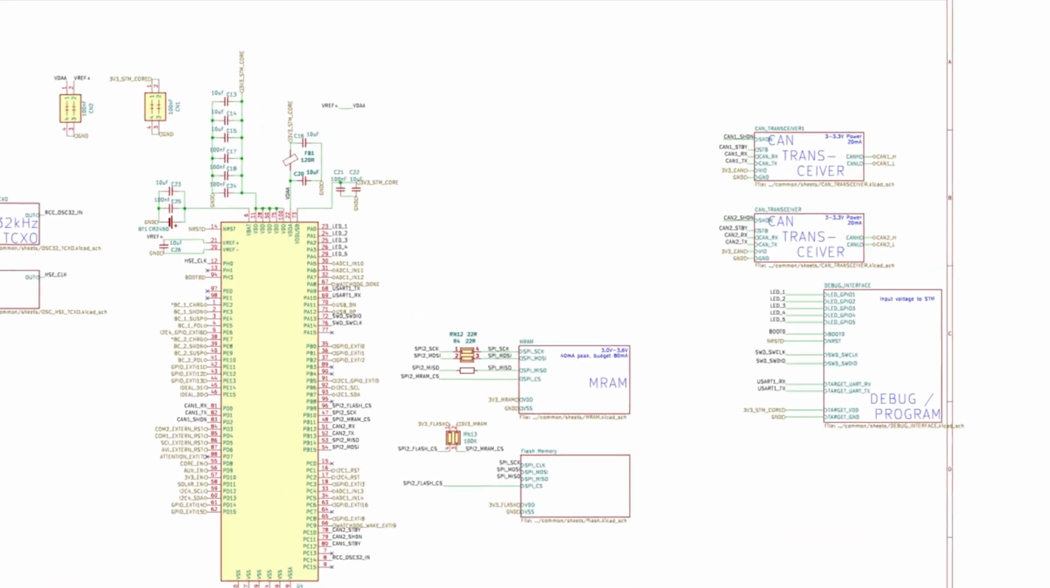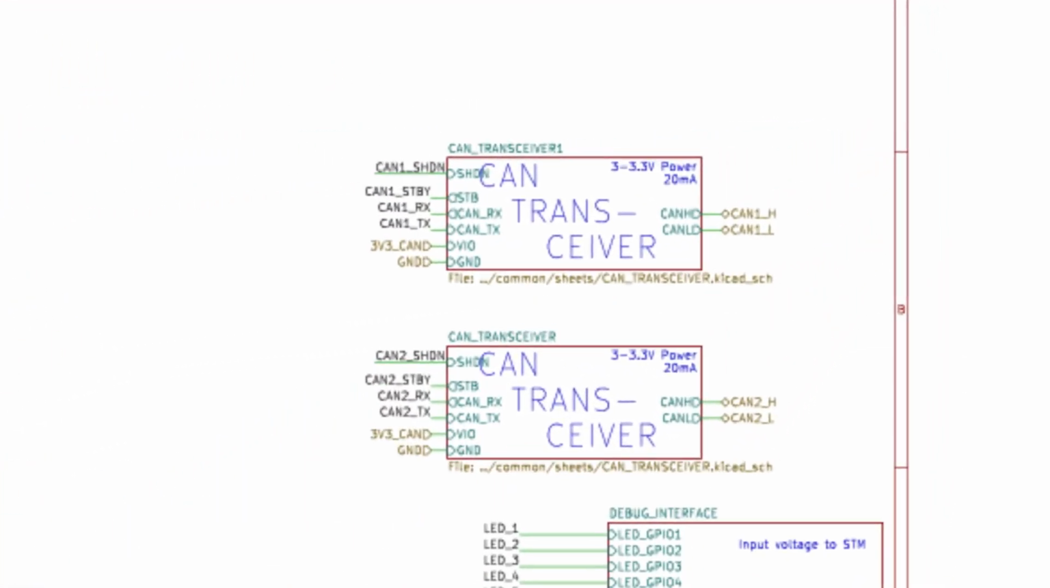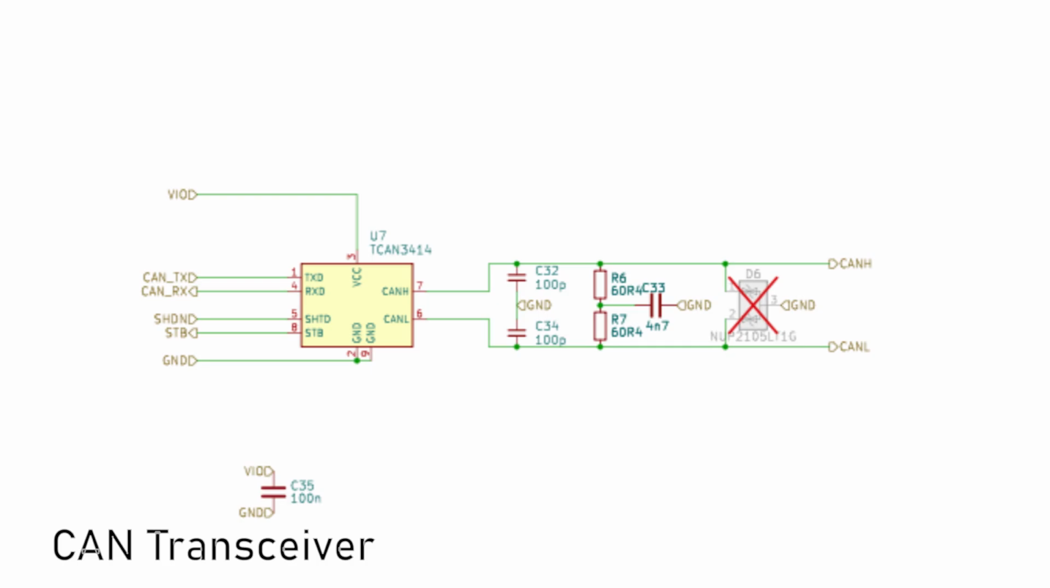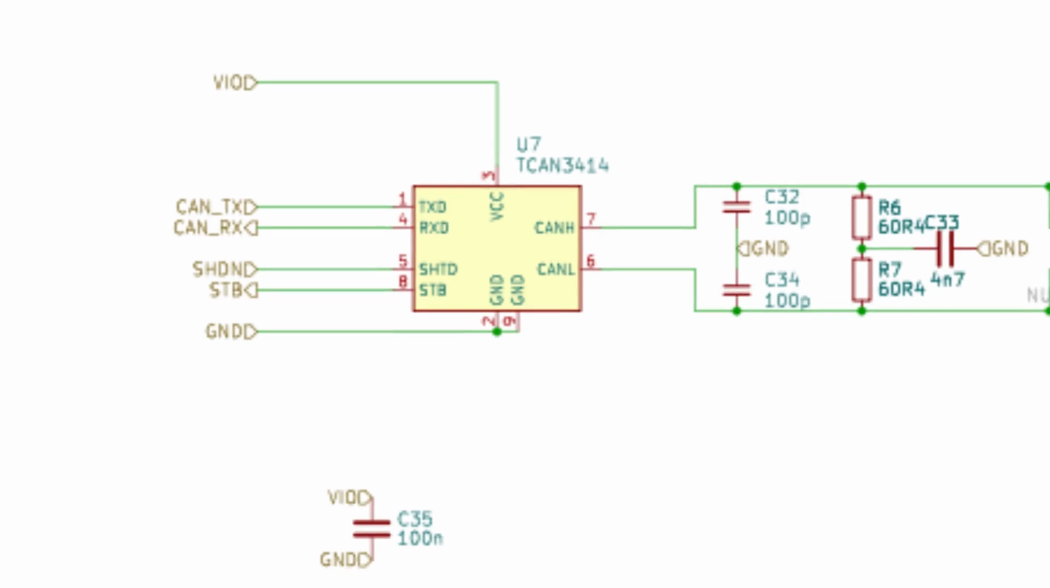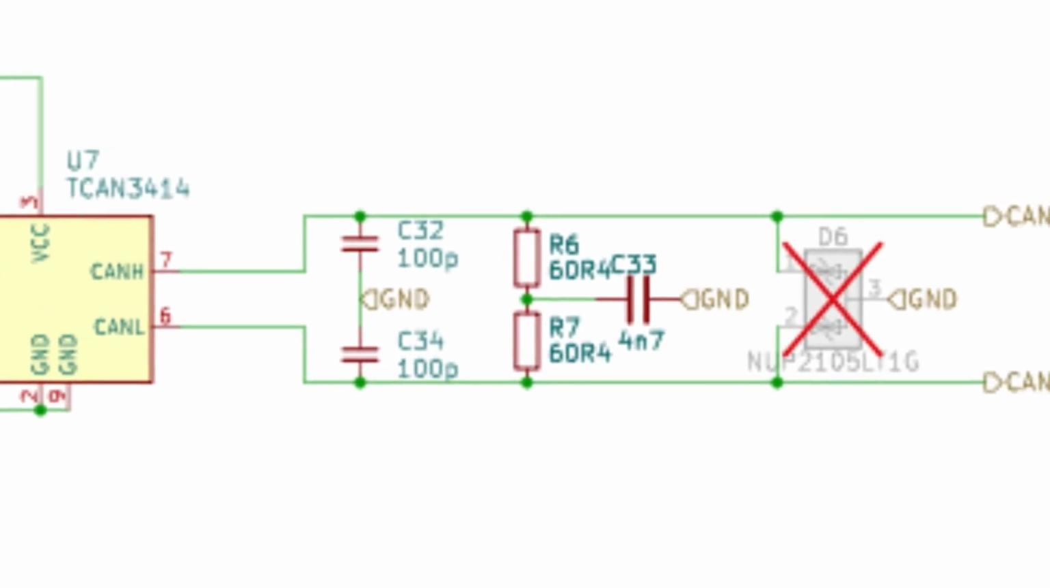CAN is the backbone of CubeStack communication. This sheet handles transceivers, termination, and protection. For simplicity, I use the Texas Instruments TCAN3414, which only needs 3.3 volt rails. If necessary, we can mark the termination resistors as do not place.